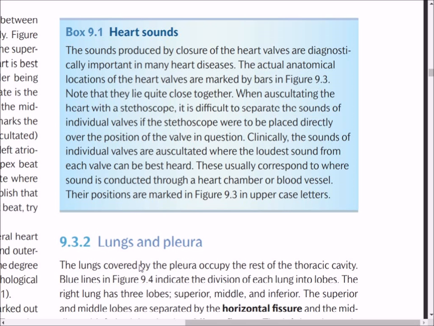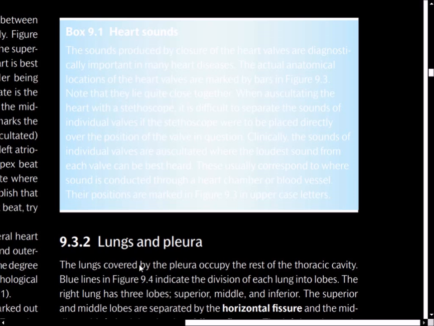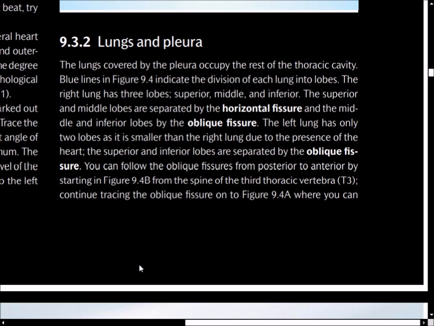Lungs and pleura. The lungs, covered by pleura, occupy the rest of the thoracic cavity. Blue lines indicate the division of each lung into lobes. The right lung has 3 lobes: superior, middle, and inferior. The superior and middle lobes are separated by the horizontal fissure, and the middle and inferior lobes by the oblique fissure. The left lung has only 2 lobes.